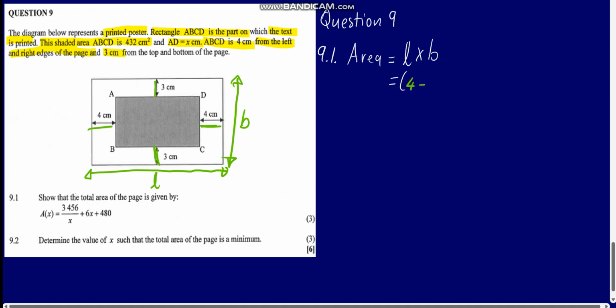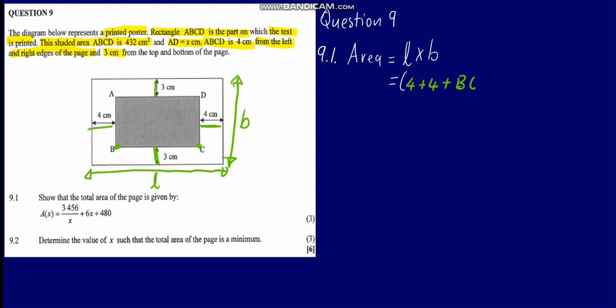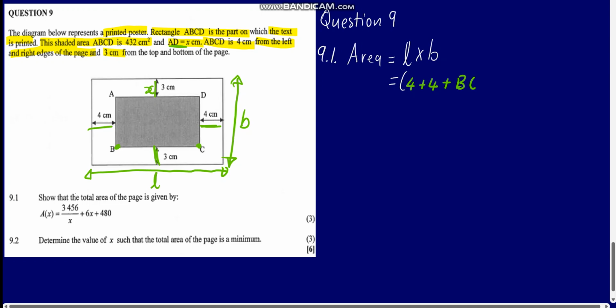So it's going to be 4 plus 4 plus BC, which is this BC from B to C. We don't know the length of that, but they said the length of AD is given to be x. So if that's x, then it means that BC is x, right? So here we'll just use x times, what is the breadth? The breadth of that is 3 plus 3 plus AB, right?